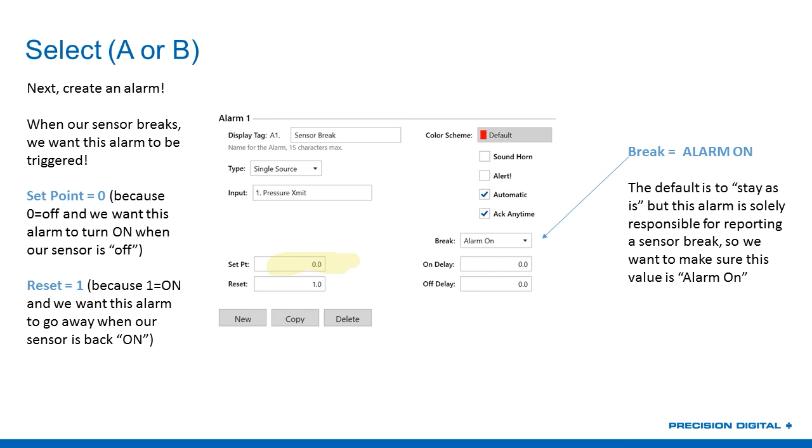We want this alarm to reset or go away when our sensor is back on, or when it's 1. So 0 is off, 1 is on. So hopefully that makes sense. I think I've gone over this type of alarming in the past. So we need the break alarm on, and we need our set point to be 0 and our reset to be 1. Okay?